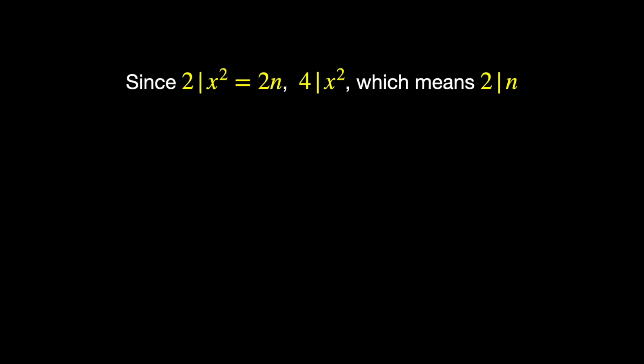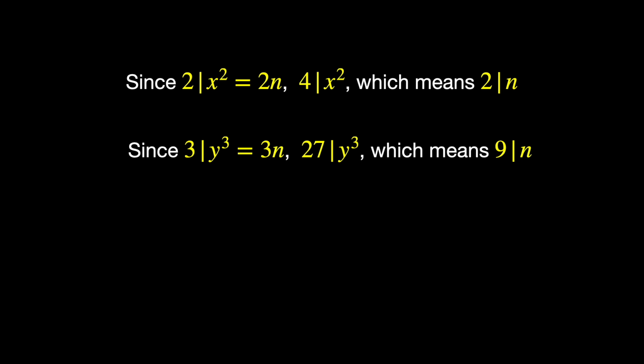Since 2 divides x squared and 2 is a prime, we must have that 2 divides x, which means 4 divides x squared. But if 2n is 4 times something, that means 2 must divide n. That is, n is even. We can also observe that since 3 divides y cubed, 3 must divide y, which means 27 divides y cubed. But that gives us that 9 must divide n.